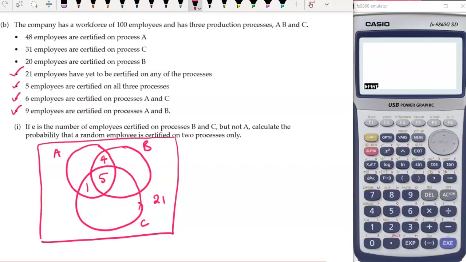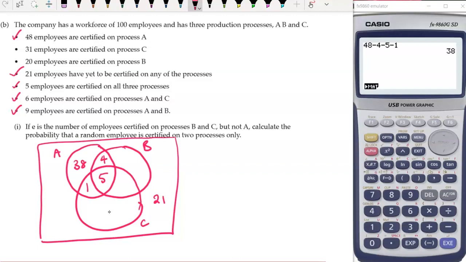Then we have, let's start at the top again. We've got a total of 48 employees that are certified on process A. So we need 48 minus 4, 5, and 1 is going to leave a 38 just here. Then we don't quite have enough information to go straight to answers in these 3 gaps here. So we're going to need to set up a little bit of equation solving.